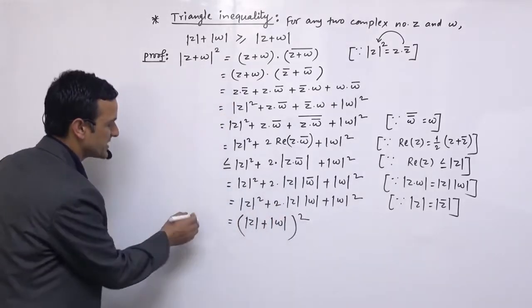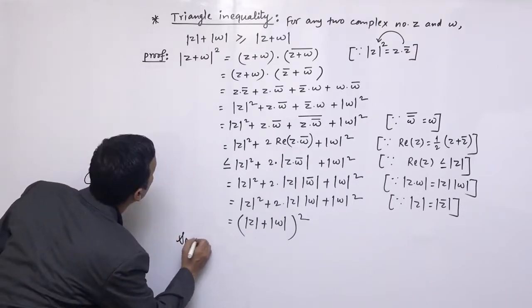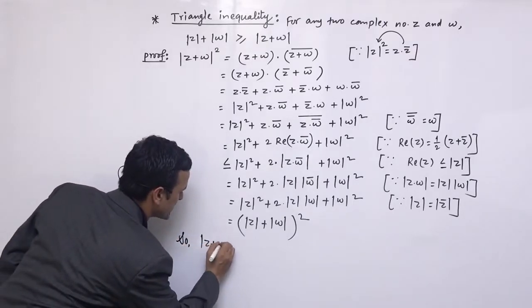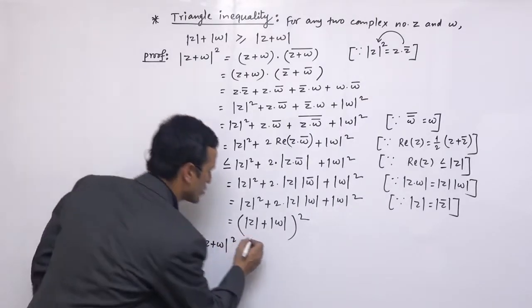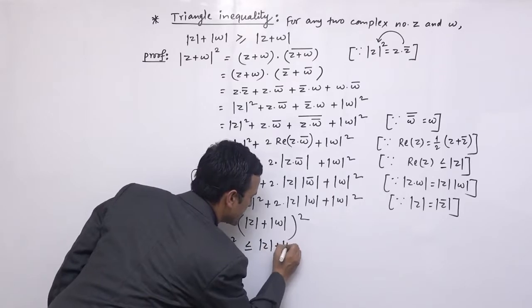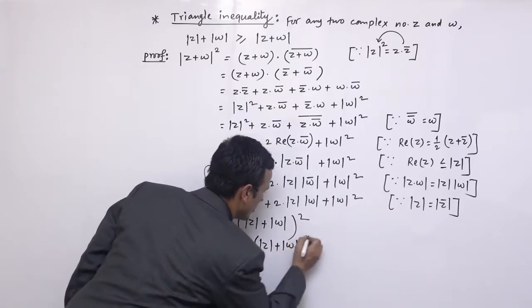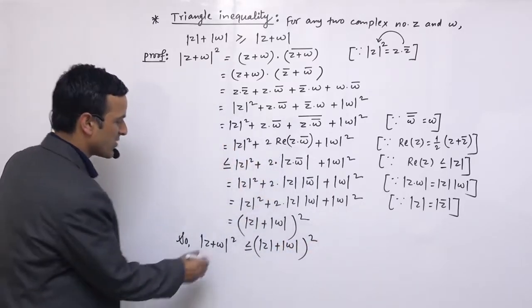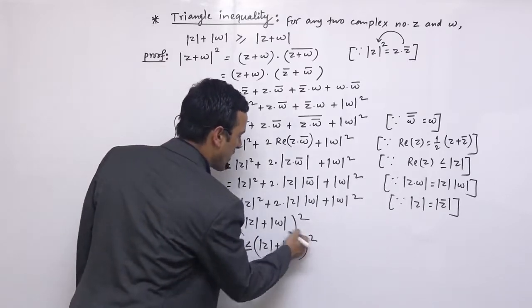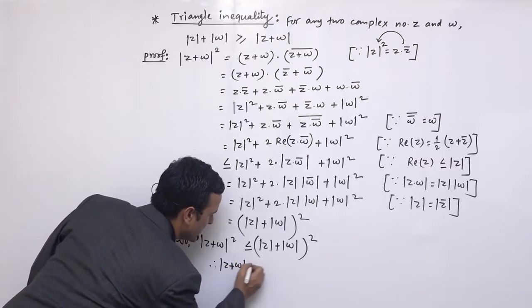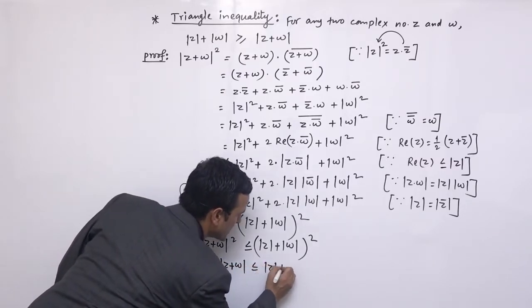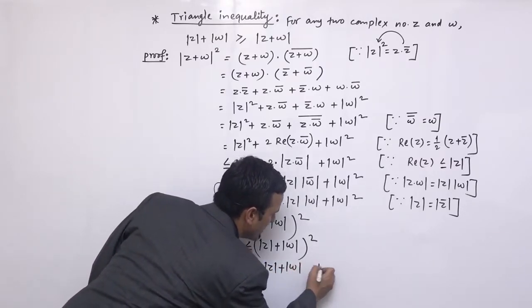Now from this result, we get modulus z plus w whole square is less or equal to modulus z plus modulus w whole square. If you cut down this square and this square, then we get modulus z plus w is less or equal to modulus z plus modulus w. Hence proved.